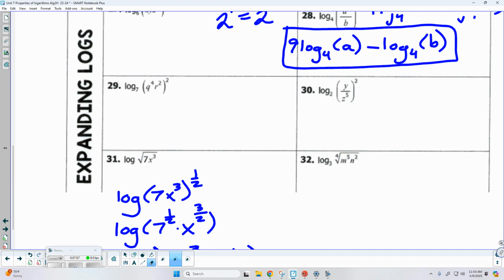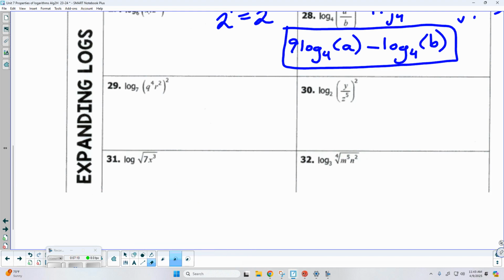Okay, let's see. It looks like we did 31. So which ones did we not do? We didn't do 30 and 32? Okay, so let's try 30. Log base 2 of y over z to the 5th, squared. Okay, well, the first thing I would do is use an exponent rule. I would apply that 2 to both the numerator and the denominator. So I'm going to end up with log base 2 of y squared over what? Z to the 10th. Remember, when we have a power of a power, we multiply those.